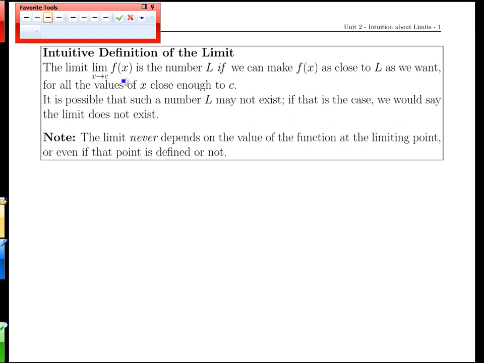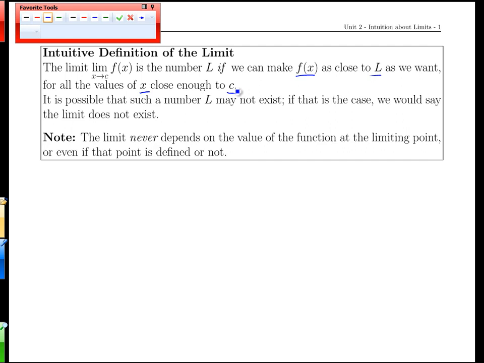We now formalize the definition of the limit a little more strongly, and we're going to be using this common form. The limit as x approaches c of some function is going to be a number, let's call it L, if our function gets as close to some value as we want for all the values x close enough to c. So f is close to L if x is close to c.